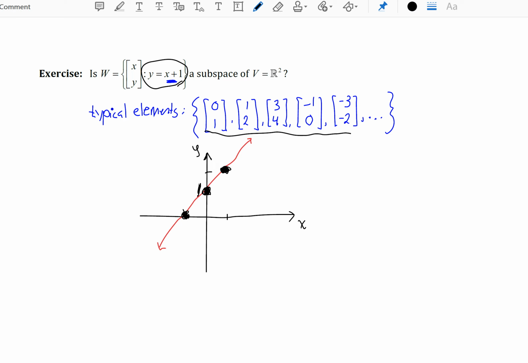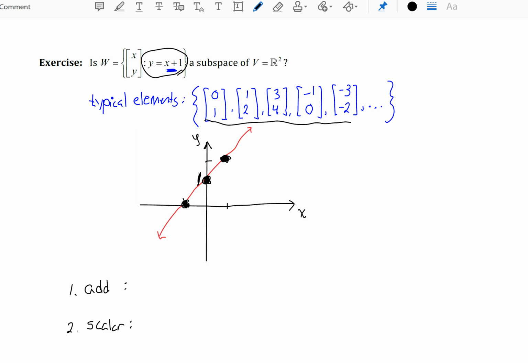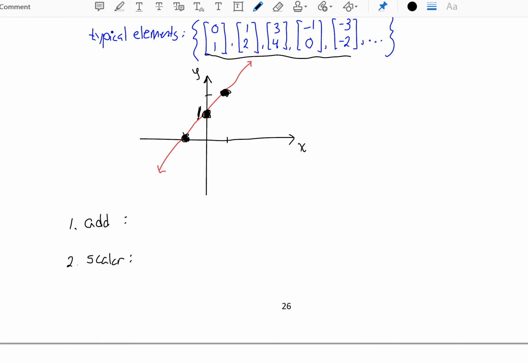Now, we could show vector addition. We could show scalar multiplication. Or we could show it fails one of the other properties. And one of the ones that I typically like to show is the 0 vector. Is there a 0 vector in this set? And the 0 vector here would be right here. Here's your 0 vector. It's the vector that contains 0, 0.